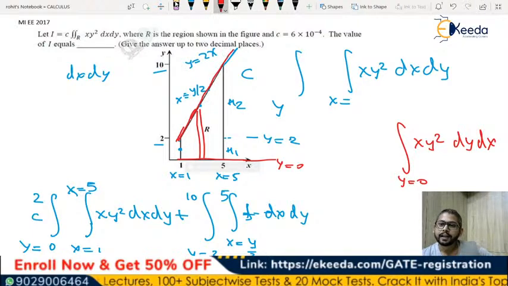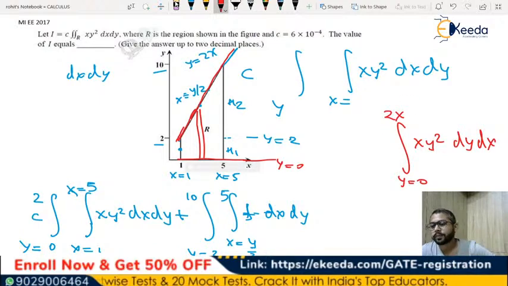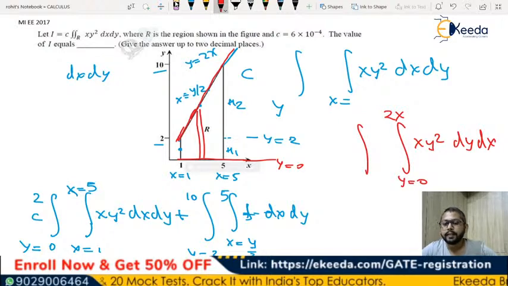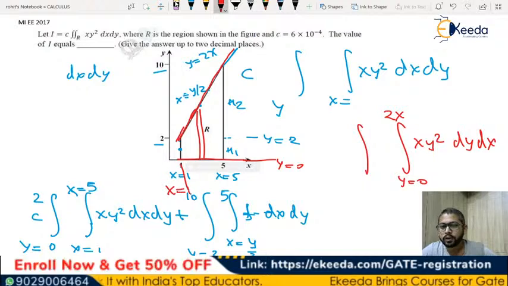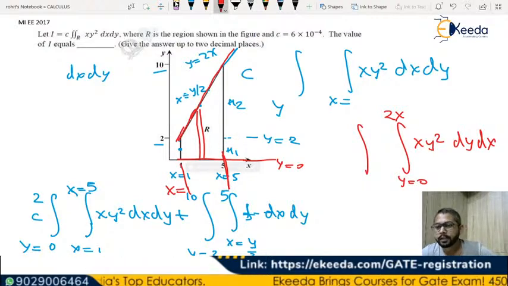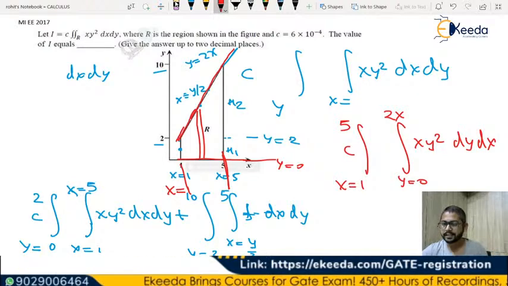Right? What is this line? This is y is equal to 2x. So the limits are y is equal to 2x. And secondly, the region for which these elements are defined is x is equal to 1 to x is equal to 5. So that means x is equal to 1 to 5 is what we have to do. Of course, there is a constant c also.